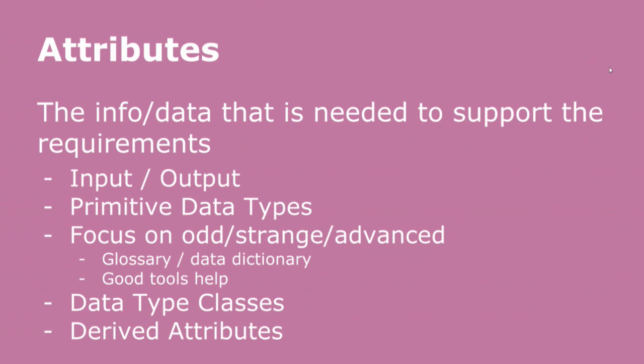So, next thing, we have conceptual classes, boxes with names in them, nouns. We have associations, lines between these boxes with names on them, sometimes multiplicity. The next step is to think about attributes. And basically the information and data that is needed to support the requirements.